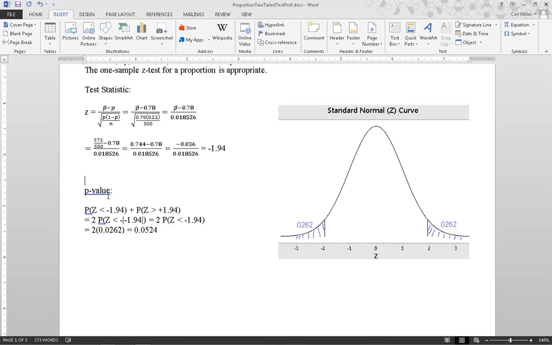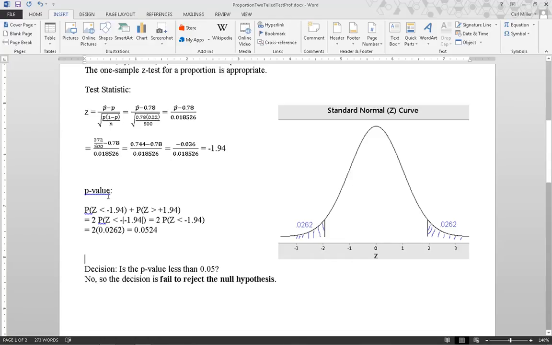the area in the left and right tails are 0.0262, so doubling those or adding them together, you get a final probability or p-value of 0.0524. Now apply your decision rule. Is the p-value 0.0524 less than or equal to 0.05? No, it's not, so the decision is fail to reject the null hypothesis.